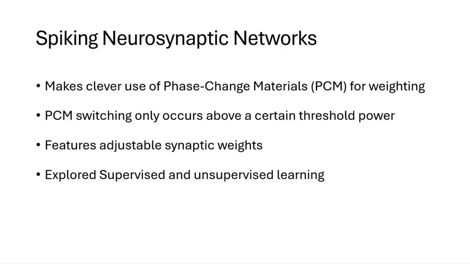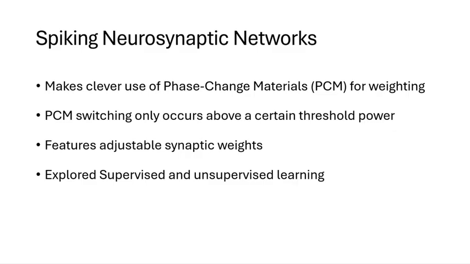Speaking of spiking neurosynaptic neural networks, spiking neurosynaptic networks make clever use of phase change materials for weighting. In the amorphous state, the phase change materials represent a strong connection between two neurons because of the high transmission of light. In its crystalline state, it is the opposite, as the majority of the light is absorbed. Phase change material switching only occurs above a certain threshold power. It features adjustable synaptic weights, and due to current fabrication limitations, adjustments are necessary to account for errors within photonic circuits, which can greatly improve the limited yield with current technology.